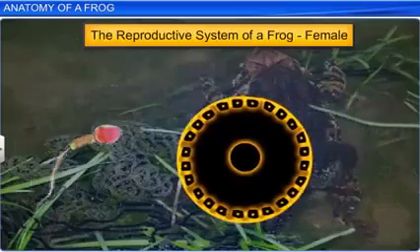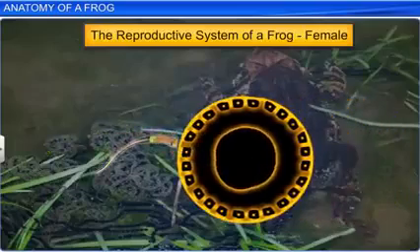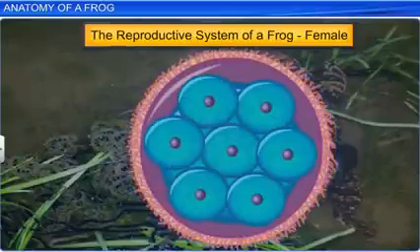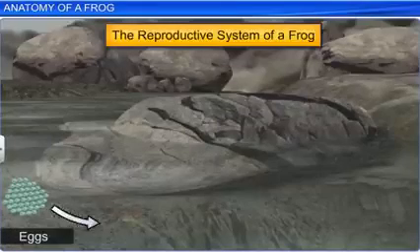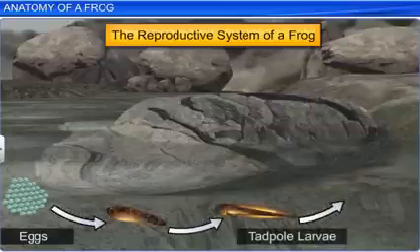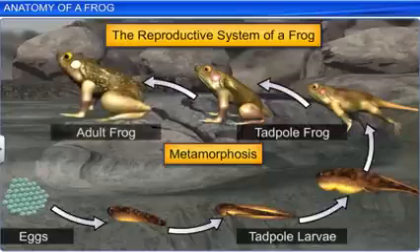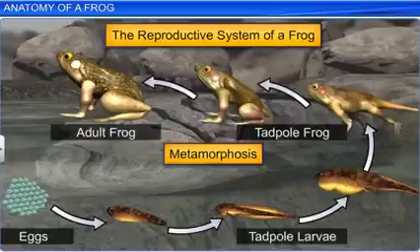After copulation, the eggs are fertilized externally in the presence of water. These eggs develop into tadpoles, which undergo metamorphosis to form adult frogs. As the life cycle of frogs has a larval or tadpole stage, development is indirect.